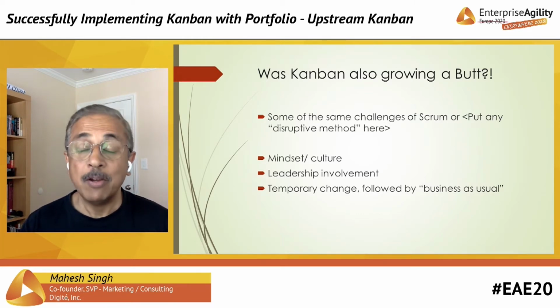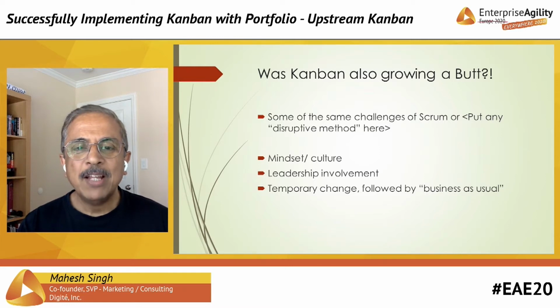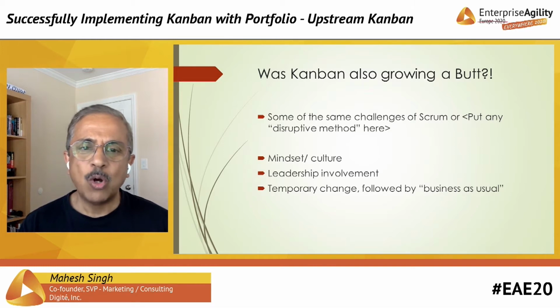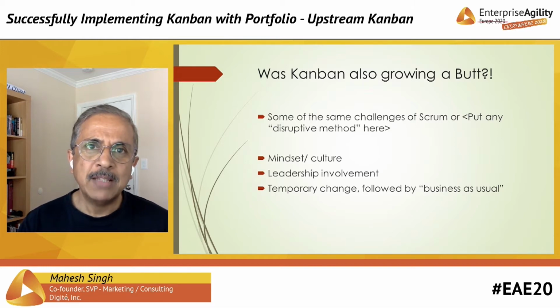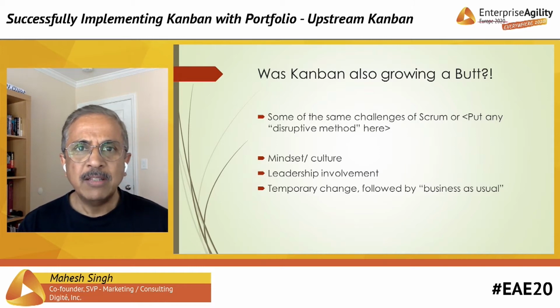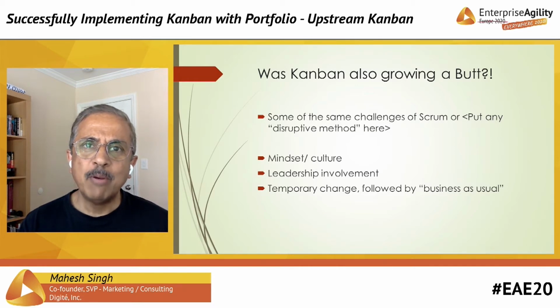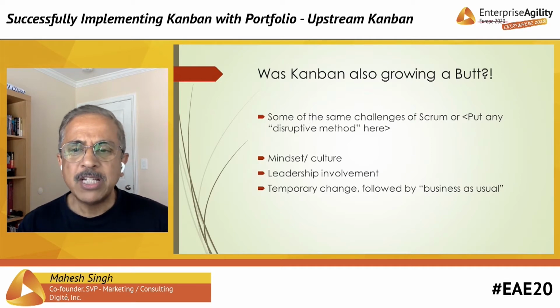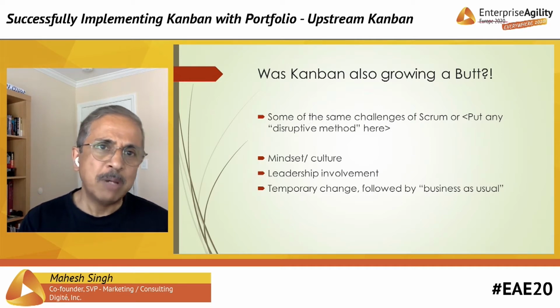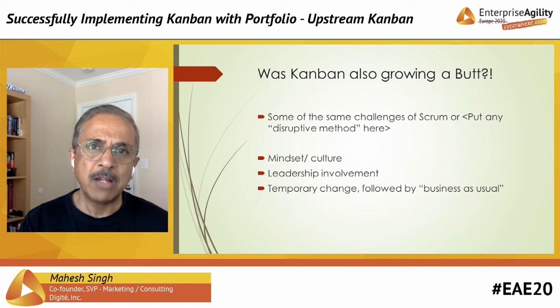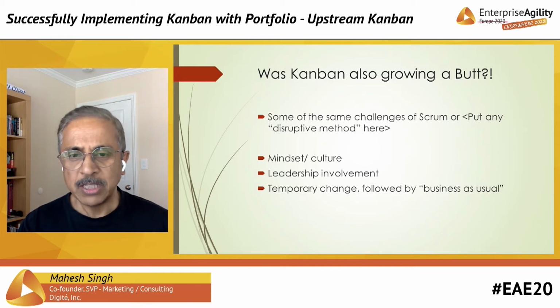because of the various challenges with implementing Scrum. And what I'm concerned about is that perhaps many of the Kanban implementations also suffer from the same problems that Scrum had. Those problems relate to mindset and culture, to leadership involvement, and to the fundamental problem with managing or initiating change, where there is a temporary change, but then it quickly becomes replaced by business as usual, and teams revert back to the old ways of doing business.